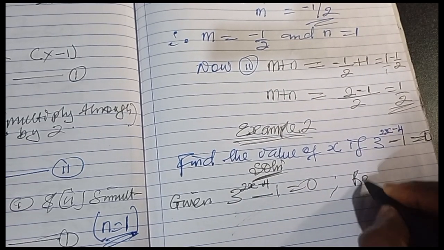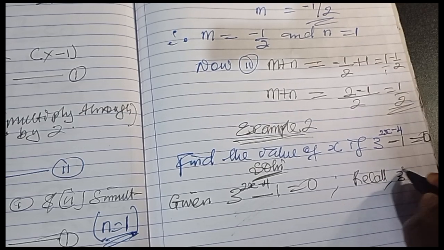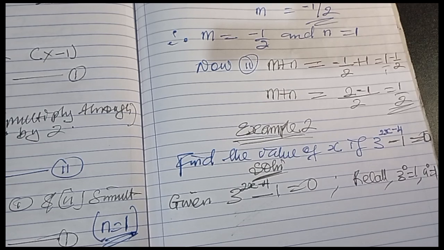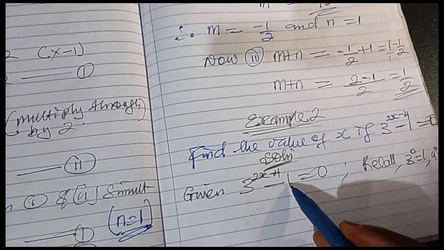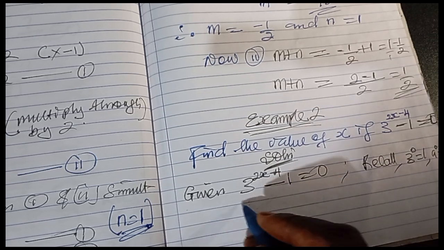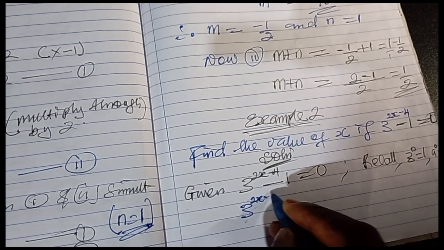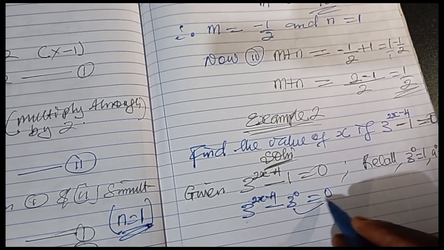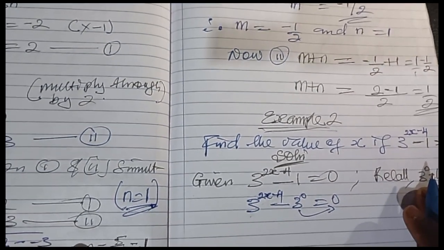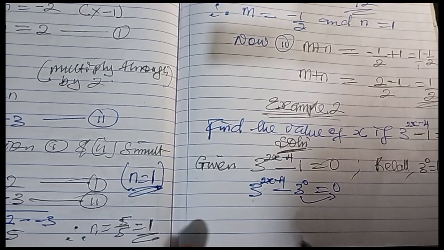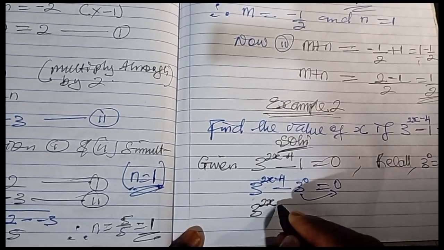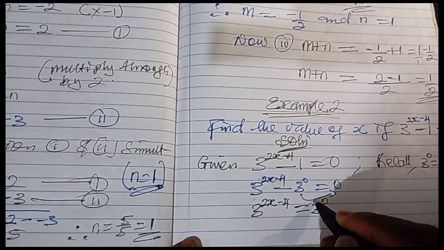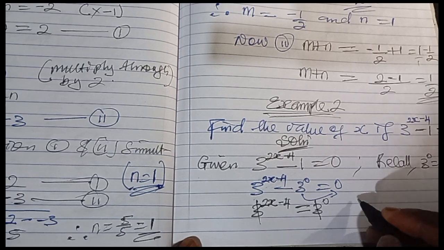Recall that 3 raised to the power 0 is 1, as a raised to the power 0 is also 1, even 100 raised to the power 0 is 1. So we are going to replace this 1 as 3 raised to the power 0. I can have 3 raised to the power 2x minus 4 minus 3 raised to the power 0 equals to 0. So can we move this to the right hand side? Yes. So that I will now have 3 raised to the power 2x minus 4 is equals to 3 raised to the power 0. From here, we can now eliminate the base and then equate the powers.